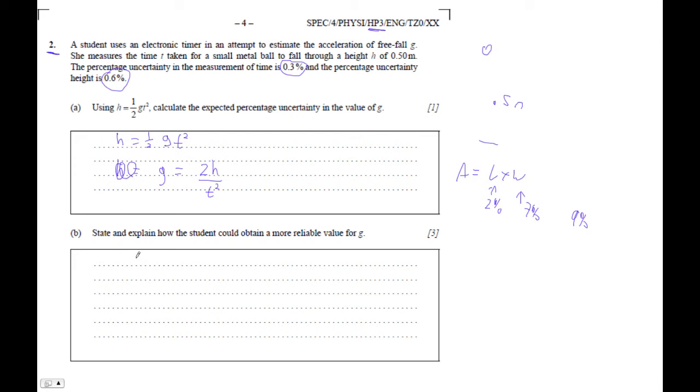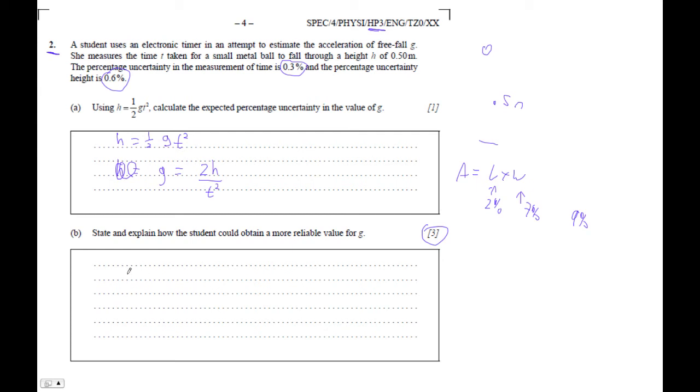Then it says state and explain how the student could obtain a more reliable value for g. In this case, the mark scheme gets a sufficiently vague answer, and it's 3 marks, so it's kind of a worst case scenario. Hopefully they'll never ask something like this. But one of them would be that we use a bunch of heights, and then we do something complicated with a graph.